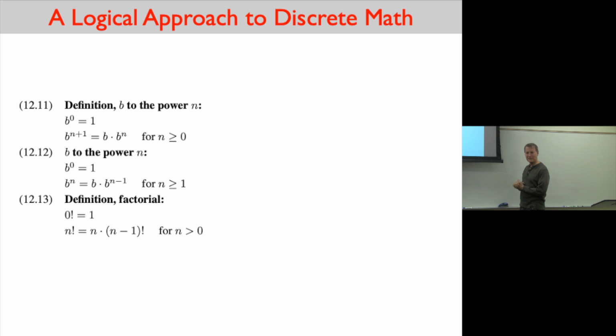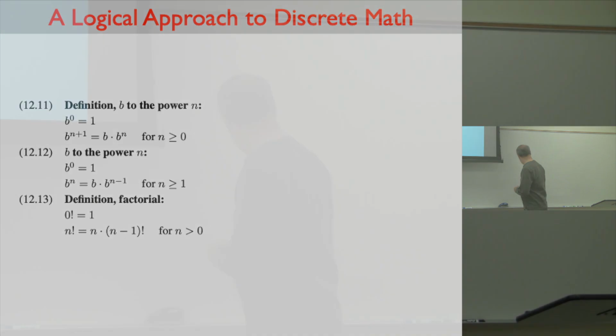What are the two parts of a proof by mathematical induction? A base case and an induction case. And in fact, these definitions are recursive definitions. It's defining something in terms of itself. Let's take a look at 12.11. 12.11 says b to the 0 equals 1. That's like the base case. And then what is b to the n plus 1? Well, by definition, b to the n plus 1 is b times b to the n. You see what that is saying?